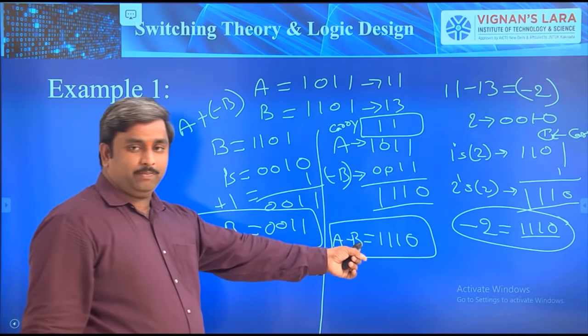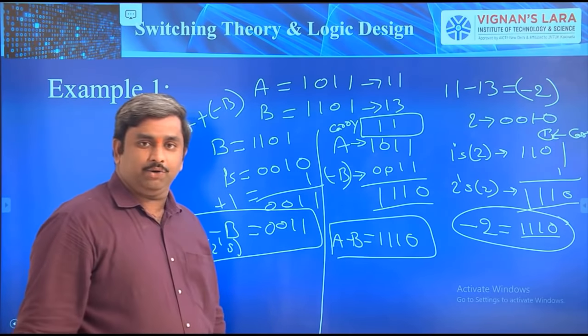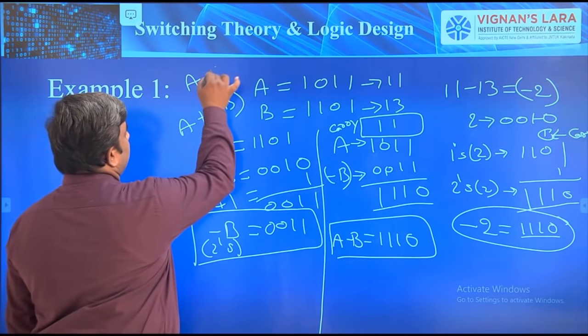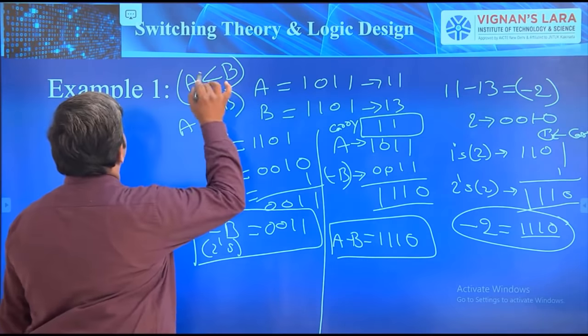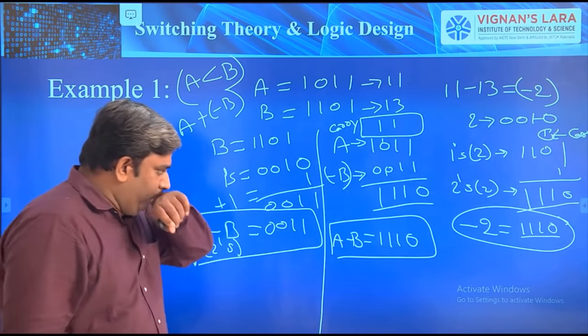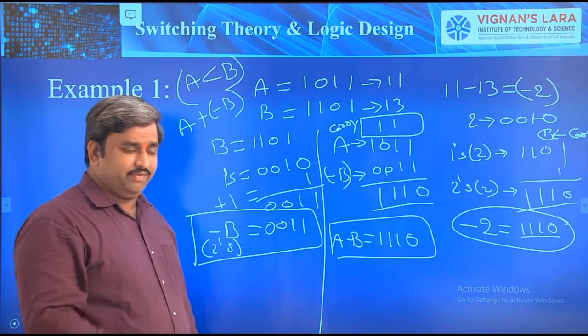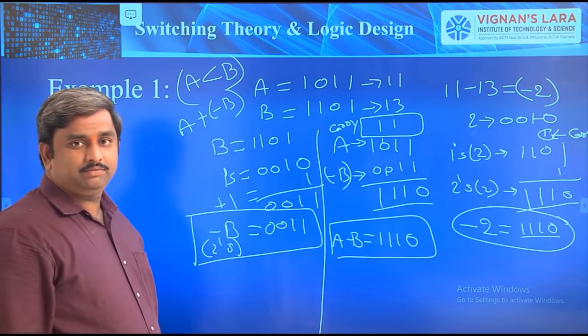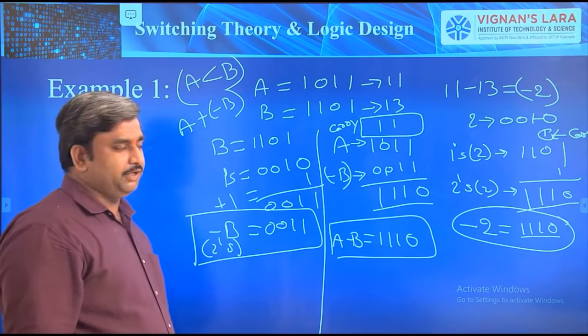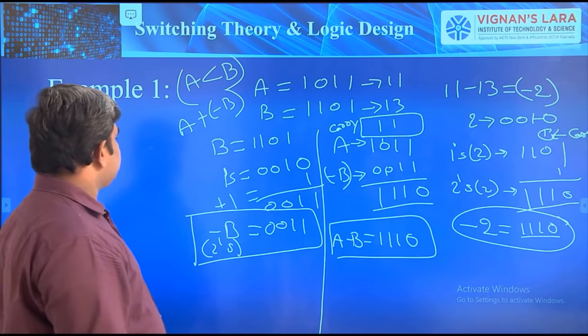Here, after performing A minus B, I got 1, 1, 1, 0. Right? This is for the A less than B condition. Remember, this is very important. Is it clear? So you have to practice a lot of problems at home. Next, we will see multiplication.